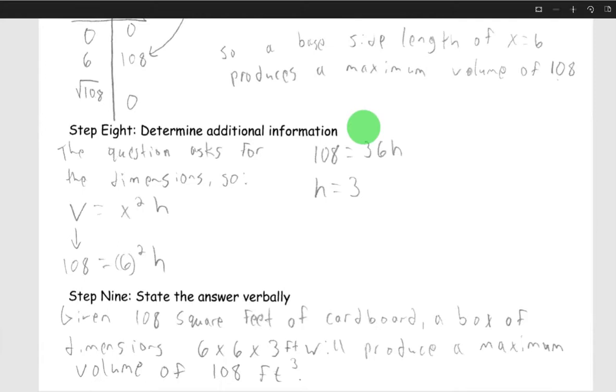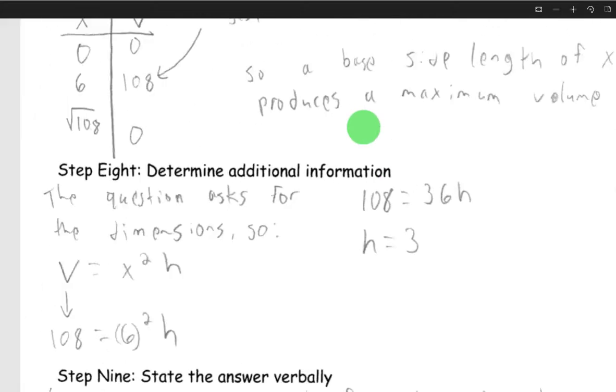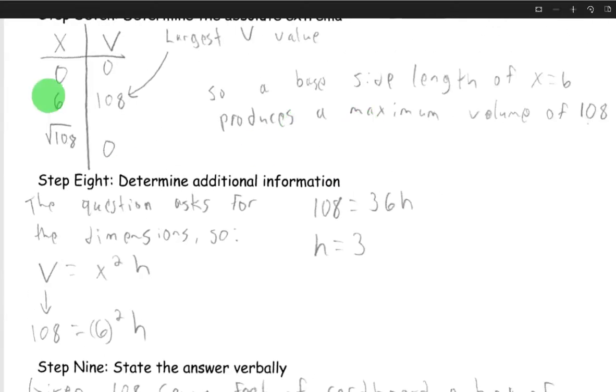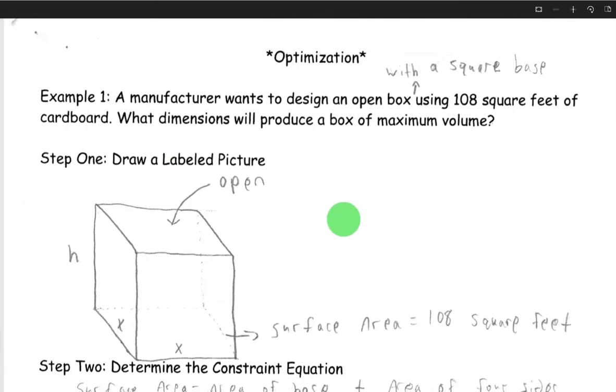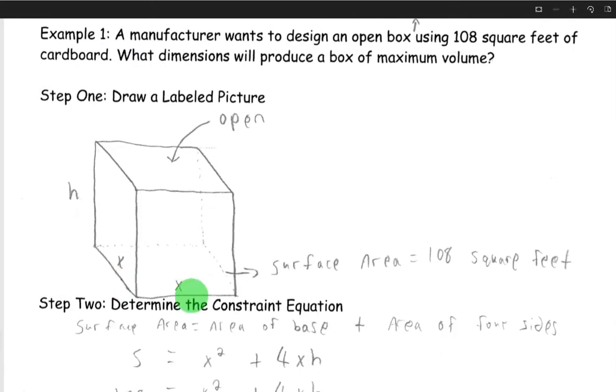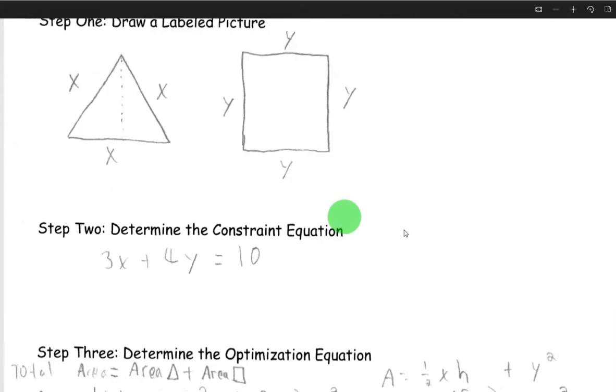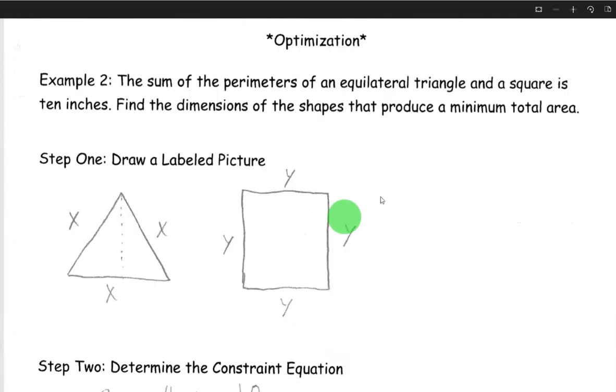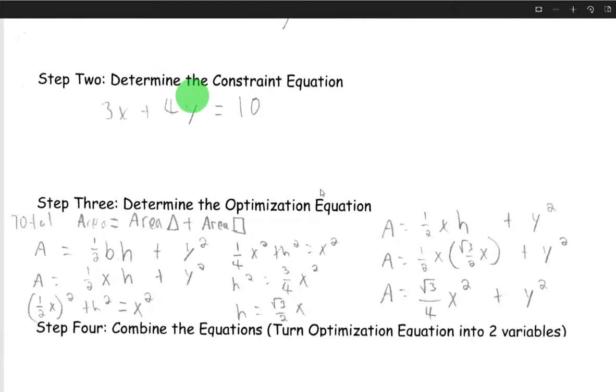So that will give us our dimensions. We know that x is going to be equal to 6 and h is going to be equal to 3. That will give us x is 6 and h is 3 will give us a maximum volume. Our last step will be to answer it as a sentence, which we will do in the next video. So for example 2 though, we're going to do step 8 as well.